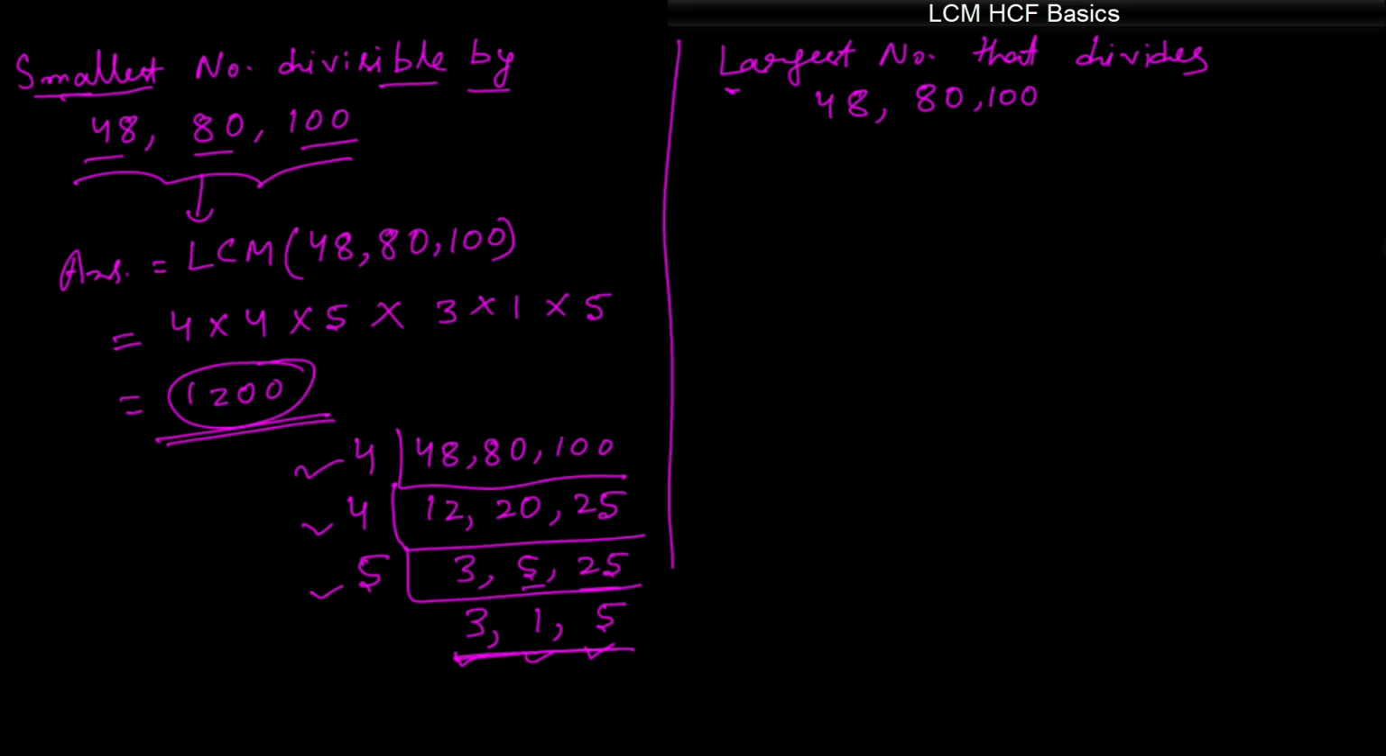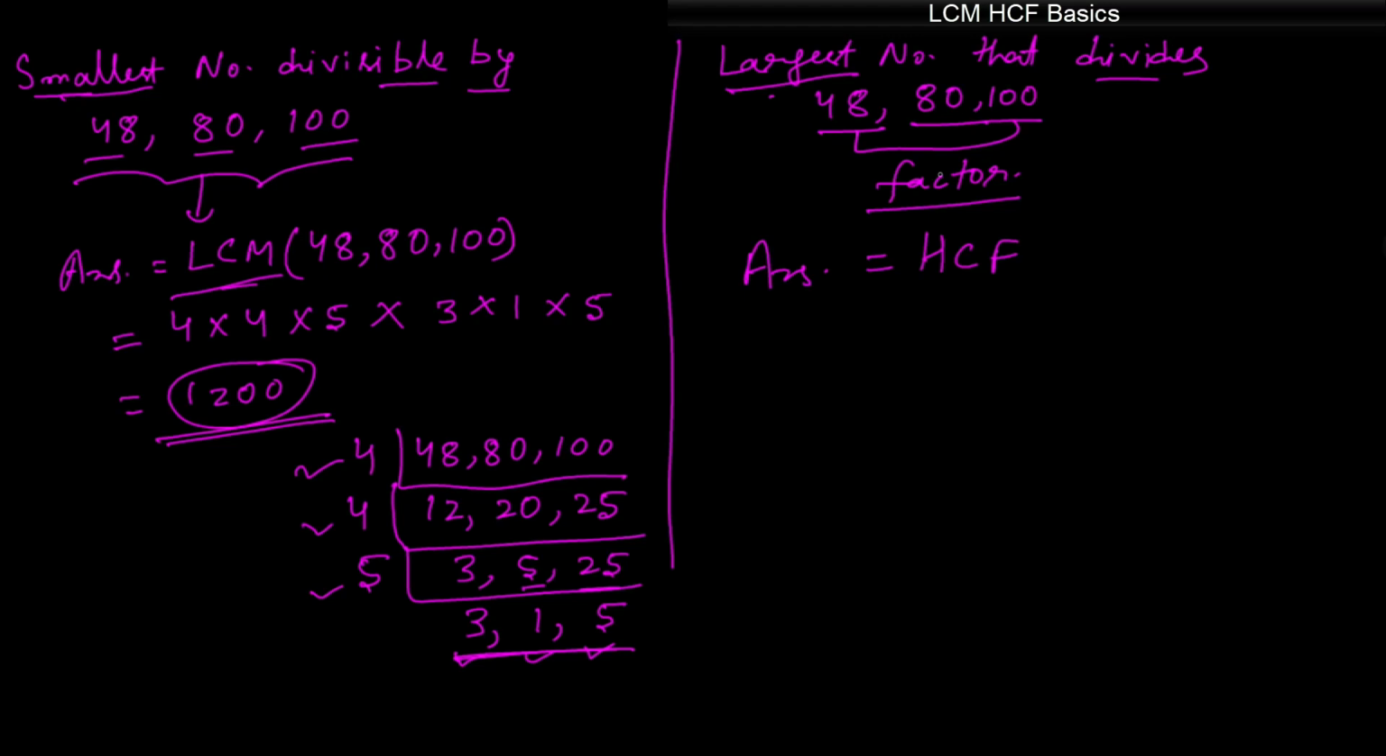The second question says largest number that divides 48, 80 and 100. So we need a factor. We need a factor which is common to all of them, and it is the largest. So here the answer of the question will be equal to the HCF. So it's very easy to understand that if you clarify the language, when you need multiple, you need LCM. When you need factor, you need HCF, right? So that won't be very difficult to understand if you go through the language of the question carefully, right?